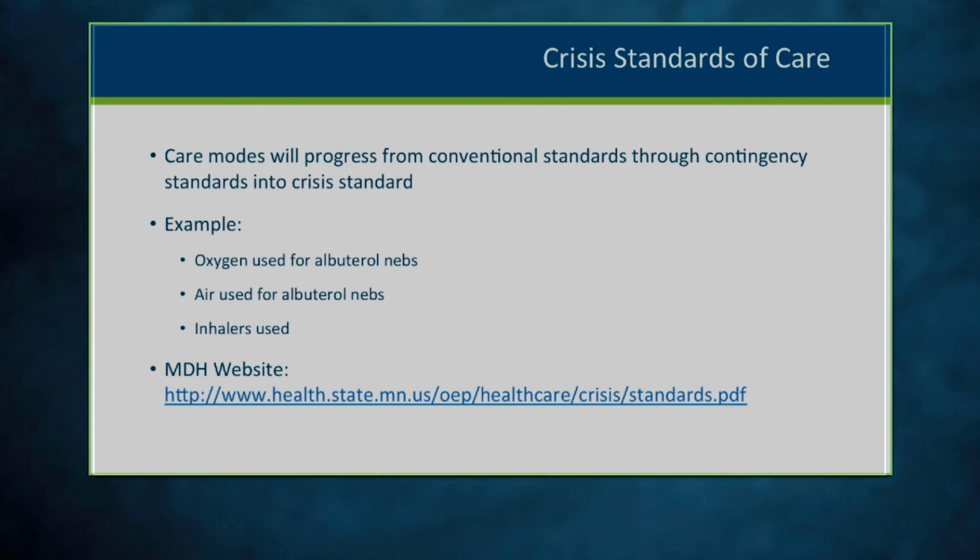For example, treating asthmatics with nebulizers using hospital oxygen to aerosolize the medication is standard care. If oxygen is in short supply, using pressurized air, and then, if that is not available, using inhalers for delivery of the medication would be contingency care. Deciding to reduce doses or withhold medications from some patients would be crisis care. To view the Minnesota Department of Health Crisis Standards of Care Framework, go to the website listed here.